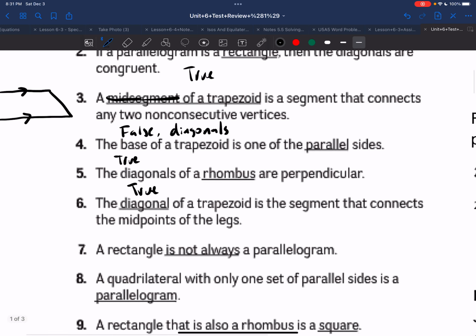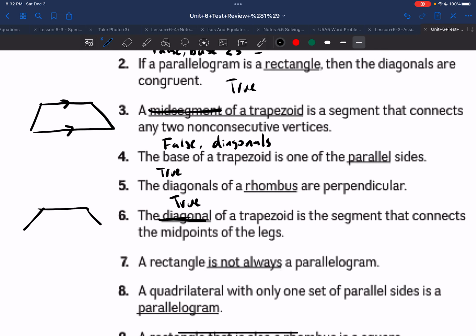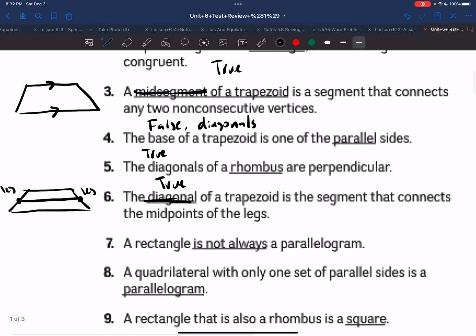Number 6, the diagonal of a trapezoid is the segment that connects the midpoints of the legs. So here's my trapezoid, and this is the leg, the non-parallel sides, right? So this is the midpoint of that leg, and that's the midpoint of that leg. But the mid-segment connects the two midpoints of the legs. So that is called the mid-segment, not the diagonal.